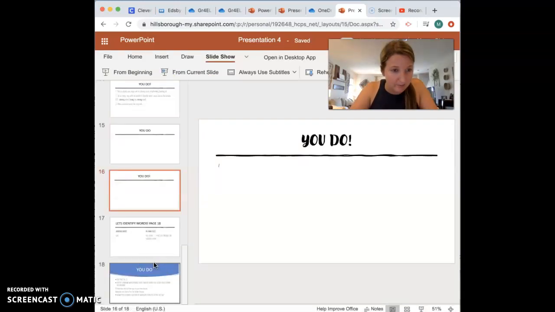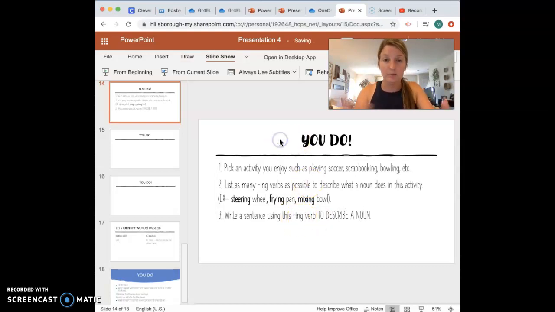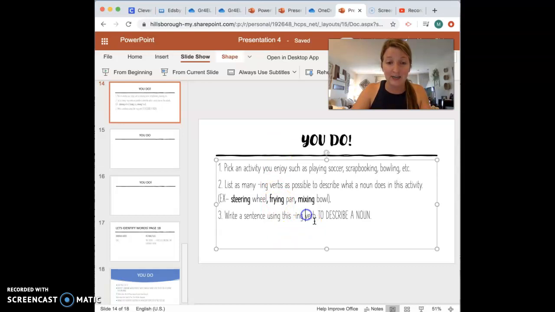So I'm going to go back here because I want to be a little bit more clear here. Write one sentence using this ing verb to describe a noun. So most likely, this noun would be you, or it could be the ball, it could be a paintbrush, it could be a book, it could be whatever activity you choose. Make sure you change a verb into an ing verb to describe a noun. This would be an ing adjective. And you're going to submit that to me.